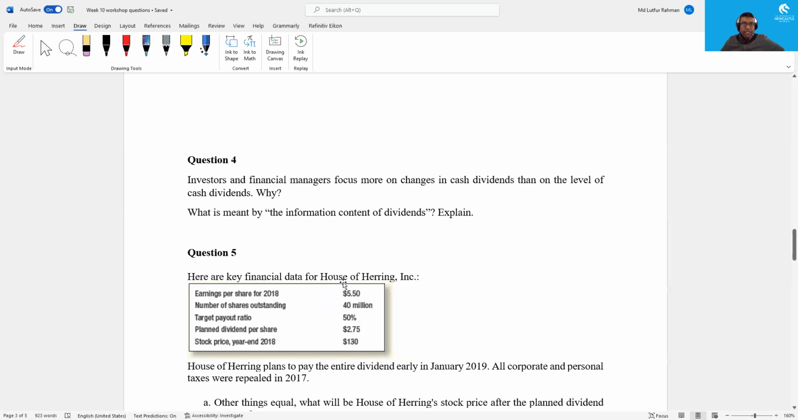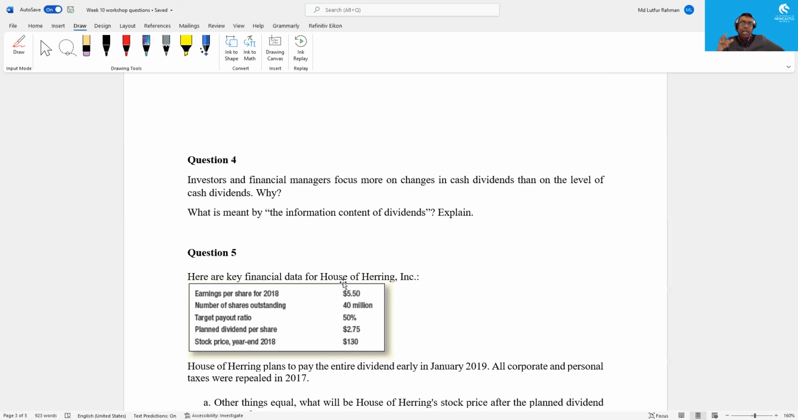Next question is again a theoretical question. Investors and financial managers focus more on changes in cash dividends than on the level of cash dividends. Why? Once again, I discussed this point in the lecture video, and there we have seen that what matters is a change in dividend, because a change in dividend provides a signal in the market. If it is a positive change, an increase in dividend, it provides a positive signal in the market. And if it is a negative change, a decline in dividend, then it will give a negative signal in the market.